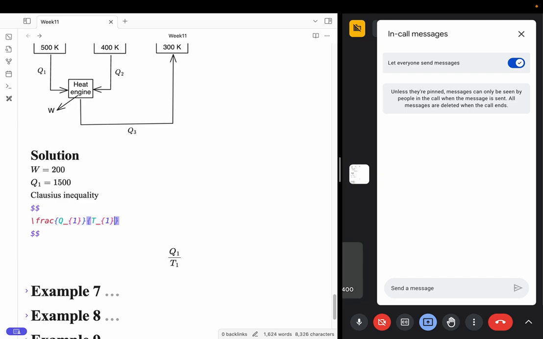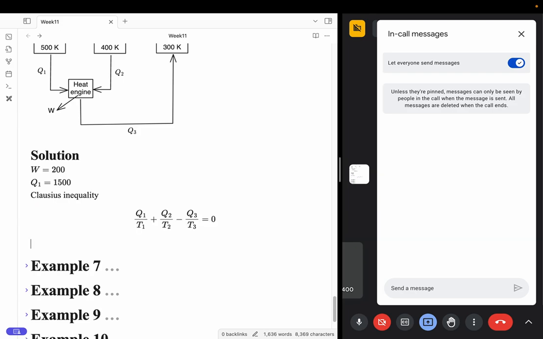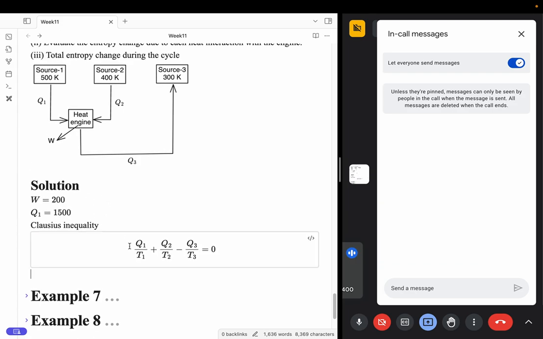Q1 by T1, Q2 by T2 minus Q3 by T3 equal to 0. Since it is reversible, that will be equal to 0. Out of this, Q1, Q2, Q3 are unknown, T1, T2, T3 are known. So basically two unknowns, one equation you will not be able to solve.